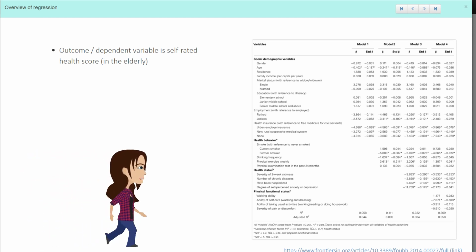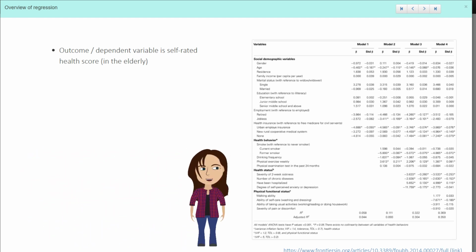They haven't just fit one model, they've tried to fit 4 models, so they're looking to see which combination of variables might be a good predictor of self-rated health. If I grab my little pointer here, we can see for model 1, they've included these variables here down to health insurance, and then they've given the R squared. So how much variation in self-rated health can be explained by this particular set of variables.